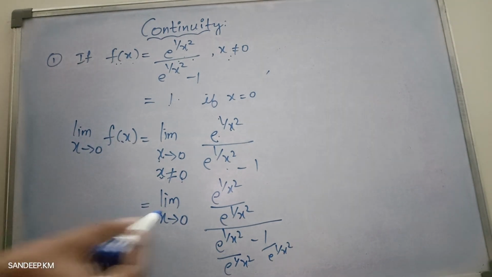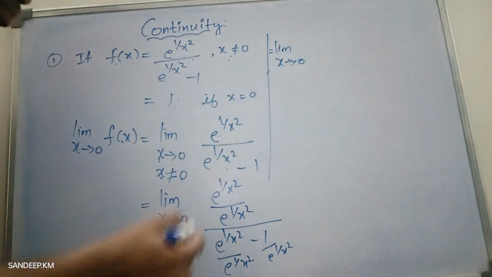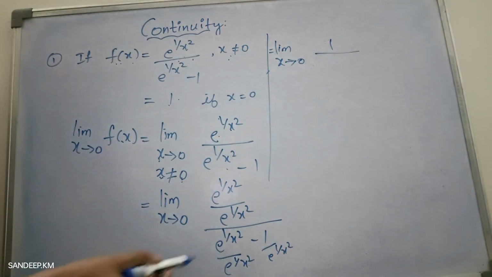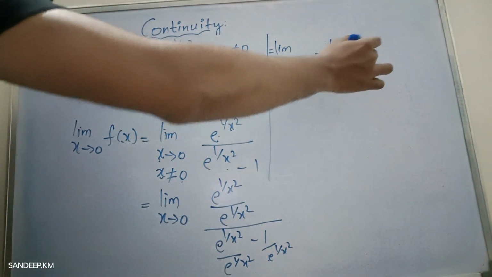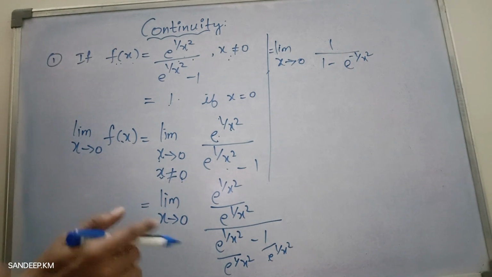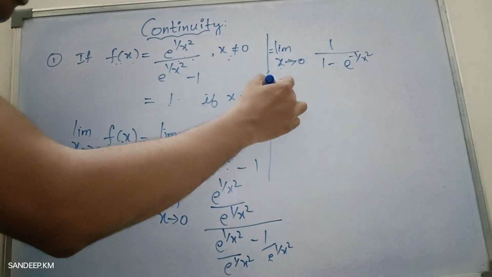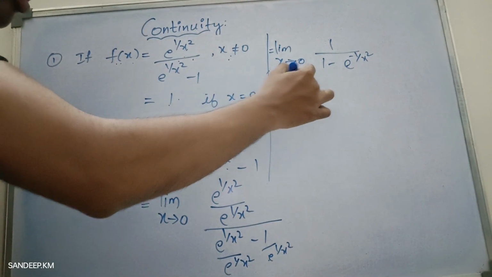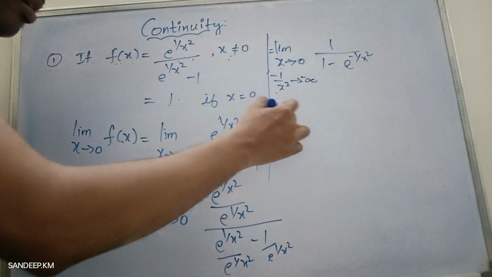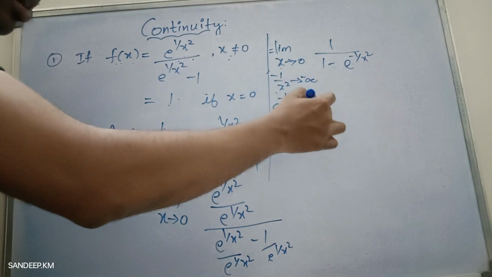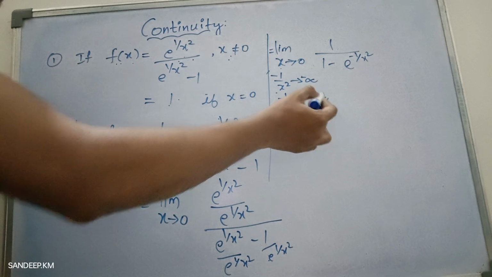Okay. Now dear students, what do we get here? It is equal to limit x approaches 0, the numerator will become 1 divided by, this term is again 1 minus e power minus 1 by x square. So after the small change, if we substitute x as 0, what will you get? When x is 0, 1 by x square is approaching infinity, and minus 1 by x square is approaching minus infinity. E power minus 1 by x square is approaching e power minus infinity, and e power minus infinity is 0.